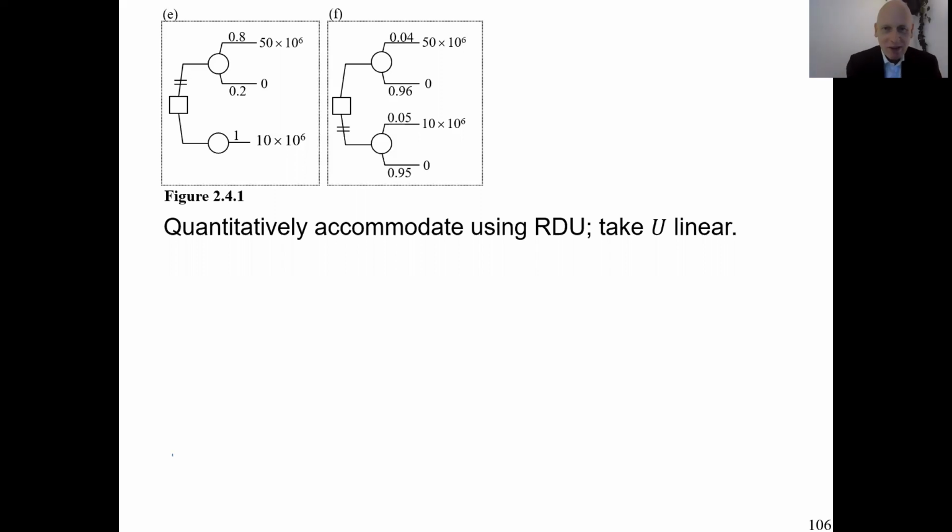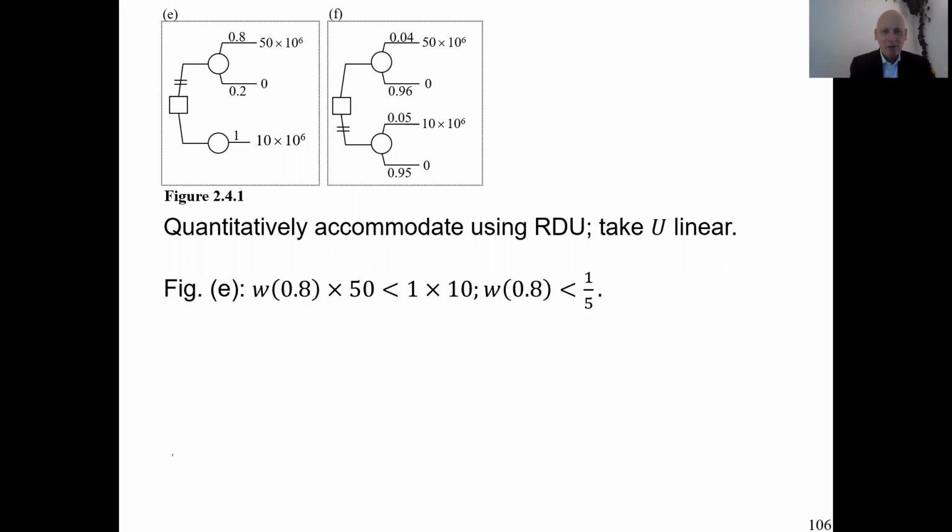Okay, I assume you worked on it as much as you like. So now I will show you the solution as I do it, as I can solve it. And first I look at figure E. The rank-dependent utility value of the upper prospect is W of 0.8 times, I don't write a million, times 50. You know, that's the best outcome, so I take it first. The zero outcome is 0, I don't write it.